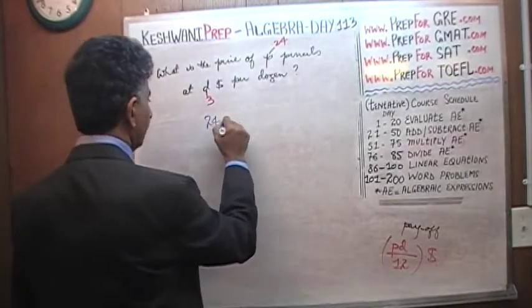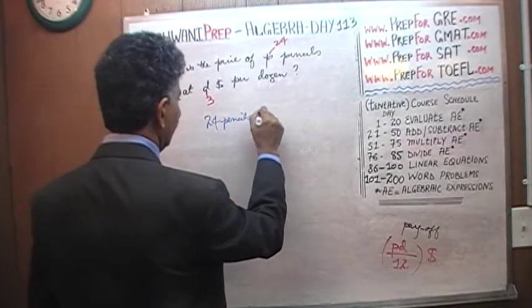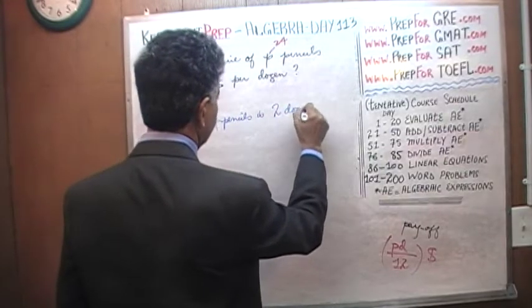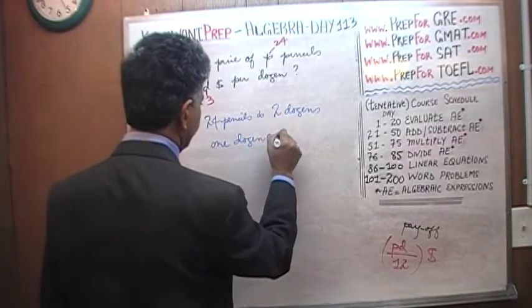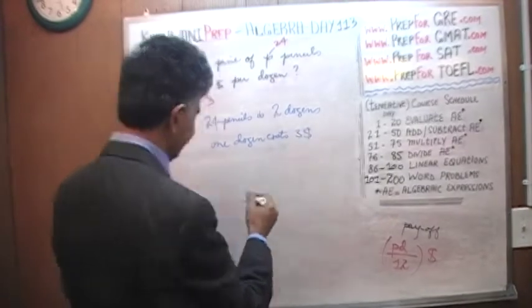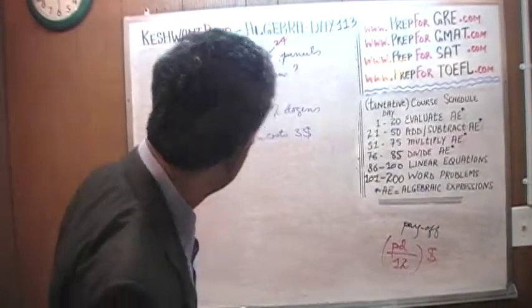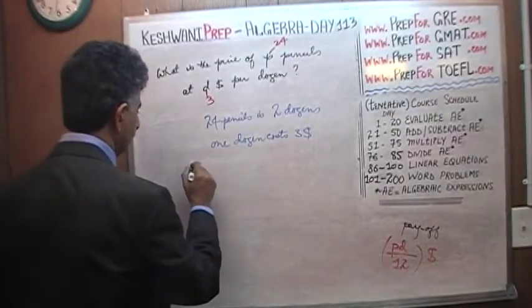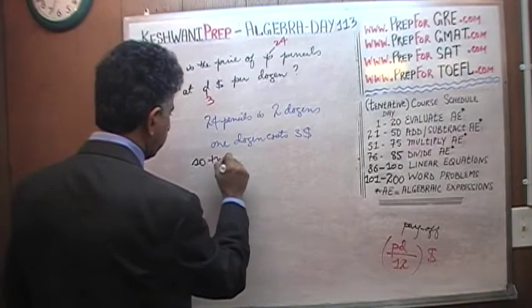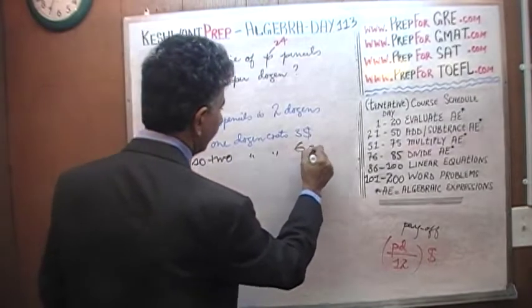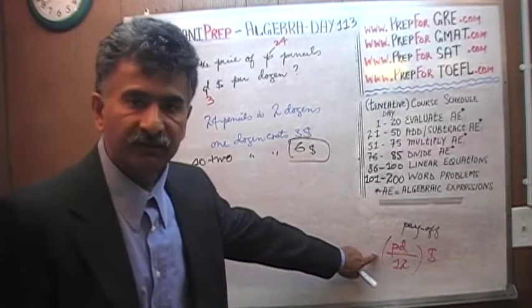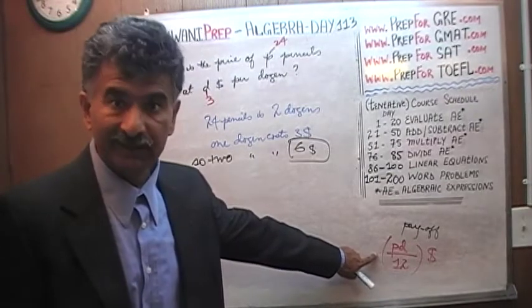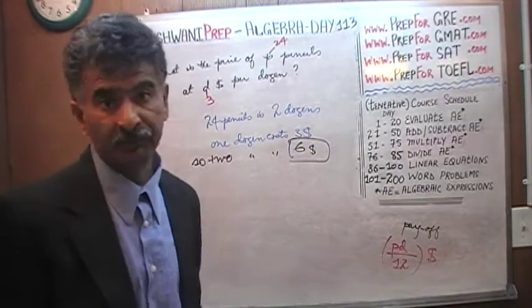24 pencils is 2 dozens. 1 dozen costs $3. So 2 dozens should cost $6. There we go. That's our answer. The answer is $6. We better get $6 out of this expression. If we get $6 out of this expression, then that answer is right.